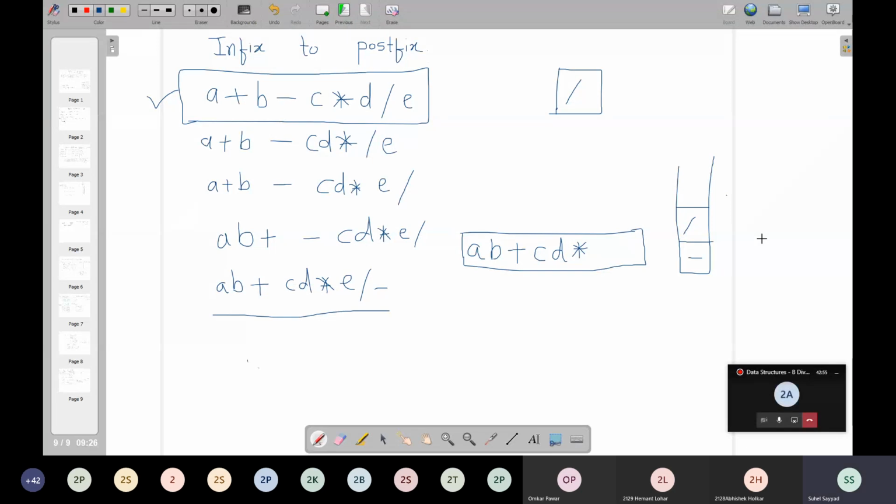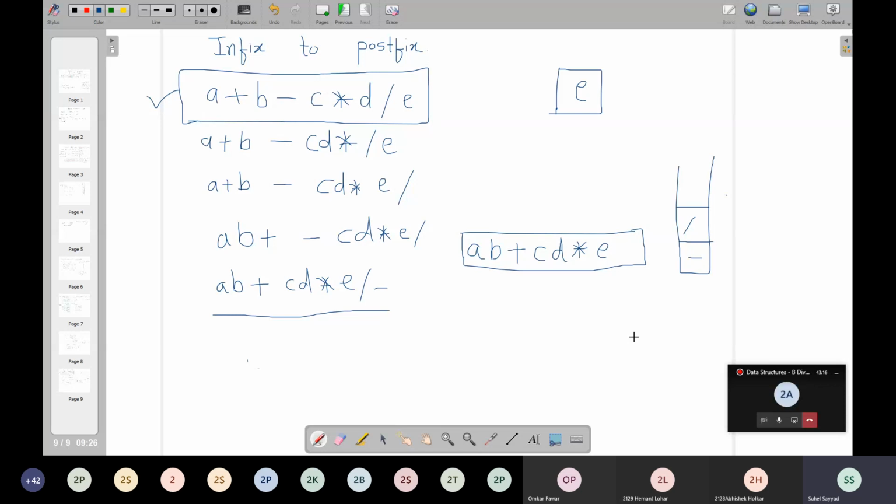Yes, sir. So we are done with division now, right? Now what is the next thing that we will scan? It is E. E is an operand. So E will directly go in my output string, right? Now my entire input string is finished.